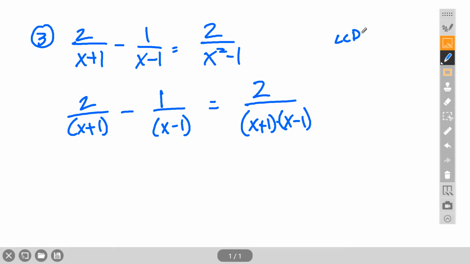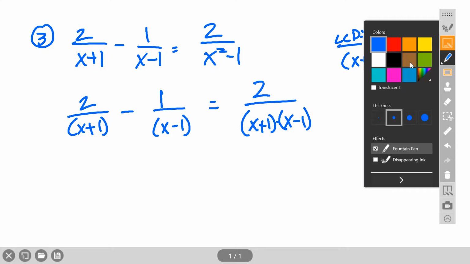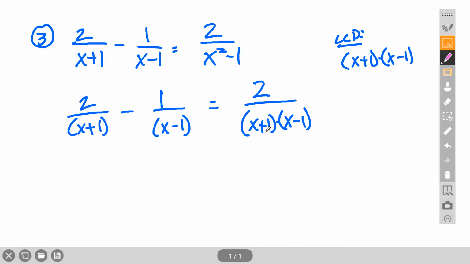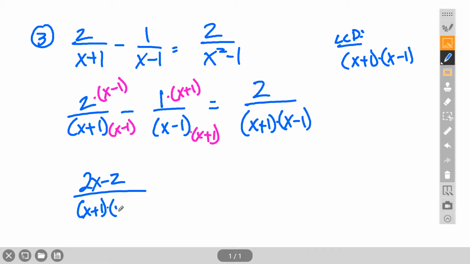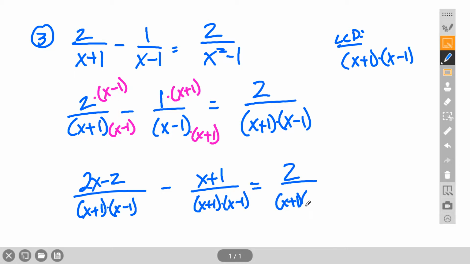So we can see our LCD is going to need to include all of these factors. So it needs to include x plus 1. It also needs to include x minus 1. So we'll multiply each of these by whatever factor is missing. This one needs the x minus 1 factor. This one needs the x plus 1 factor. And this one is fine, it has all the factors it needs. So we'll distribute, that's 2x minus 2 over our LCD here, minus x plus 1 over our LCD equals 2 over our LCD.